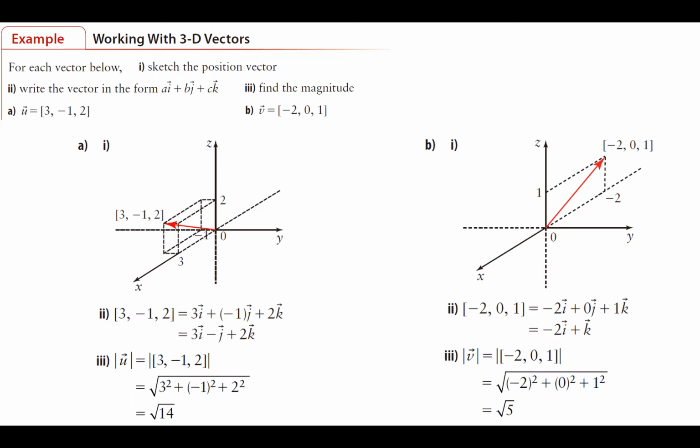Okay, question B, which is illustrated on the right. Vector v can be expressed as -2i plus 0j plus 1k, which is simplified to -2i plus k. Then the magnitude of v is given by square root of (-2) squared plus 0 squared plus 1 squared, which is square root of 5. Okay, any questions?